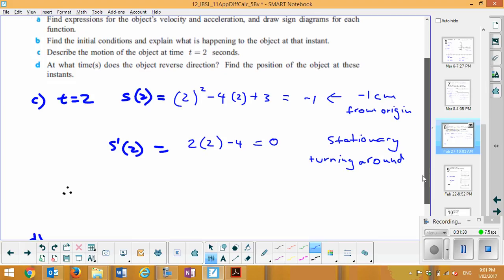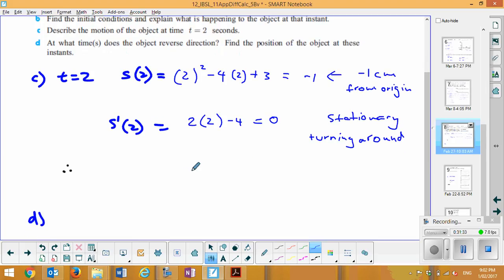And the last part here, I've put comments there, I'll fill it in later. At what time does the object reverse direction? Find the position of the object at these instances. At what time or times? That's what we've basically just done. Here it's reversing at time equal to 2 seconds, and the position is minus 1 centimeters.